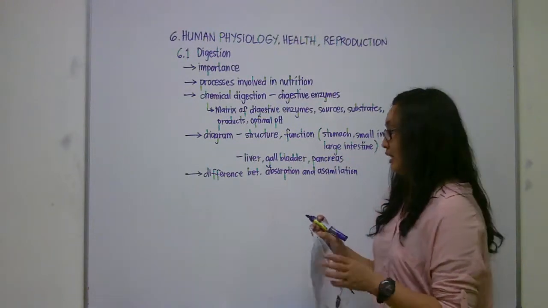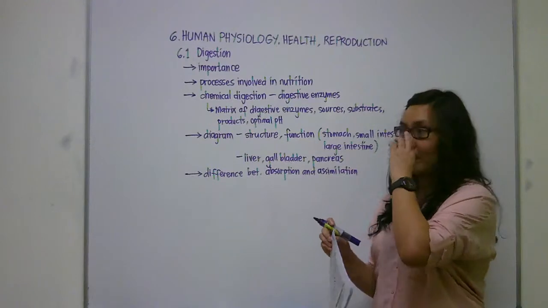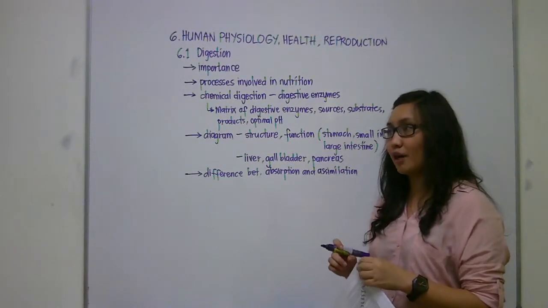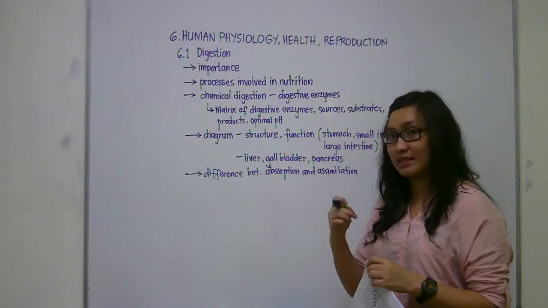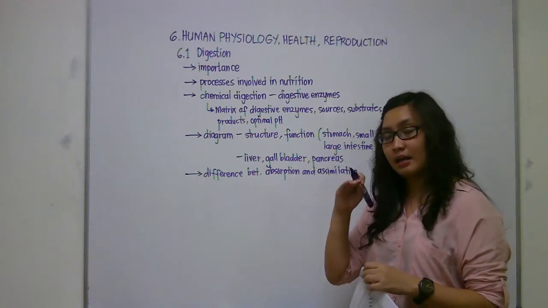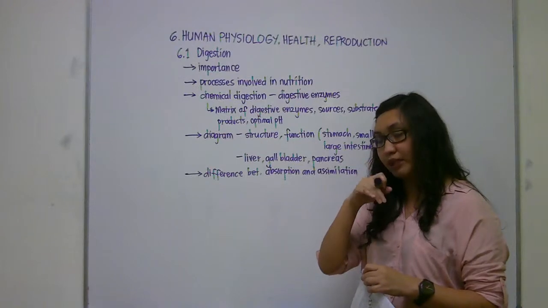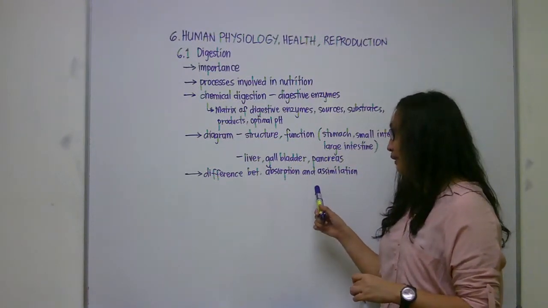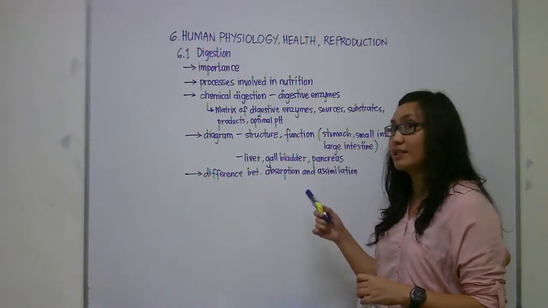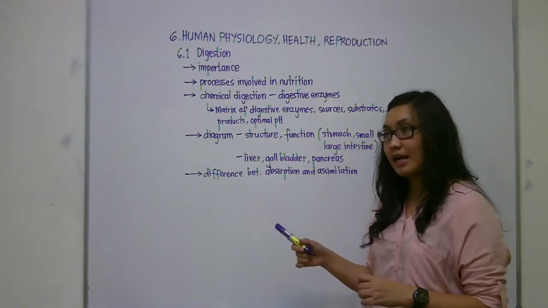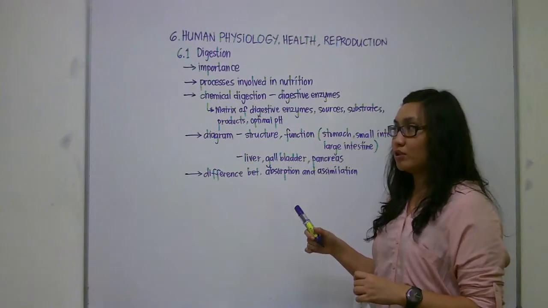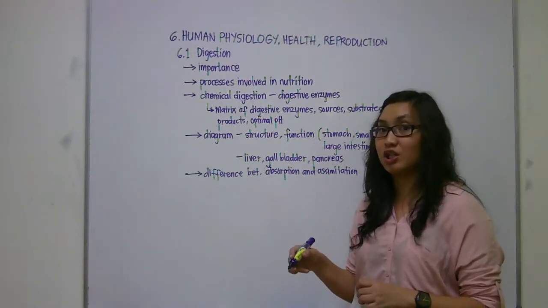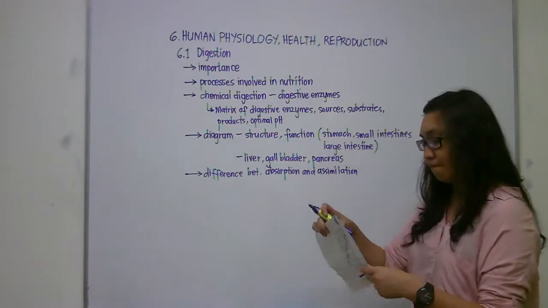The difference is that absorption is when nutrients are taken from the small intestines into the blood capillaries or the blood system. Assimilation is when the nutrients have been regulated in the liver, and then are present in the blood again for transportation towards the tissues or the cells.